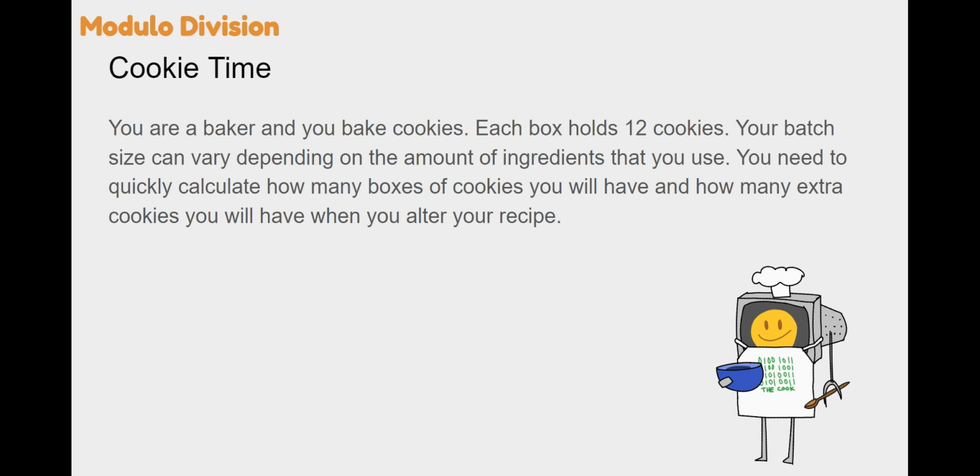So you're a baker, you bake cookies. Each box holds 12 cookies. So the number of cookies you make, your batch size, can vary depending on the amount of ingredients that you use. You need to quickly calculate how many boxes of cookies you will have and how many extra cookies you will have when you alter the recipe, because when you are trying to sell cookies, you don't want to have a bunch of leftover cookies. You're wasting ingredients.